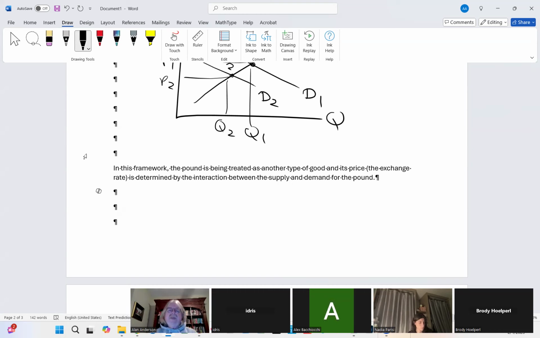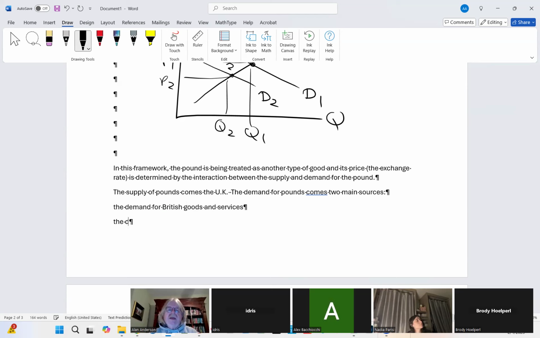The way to think about this is that the supply of pounds comes from the UK. That's an important detail. We as Americans can't produce our own pounds. They have to come from the UK. The demand for pounds, though, mainly comes from two sources: the demand for British goods and services, and the demand for British financial assets.